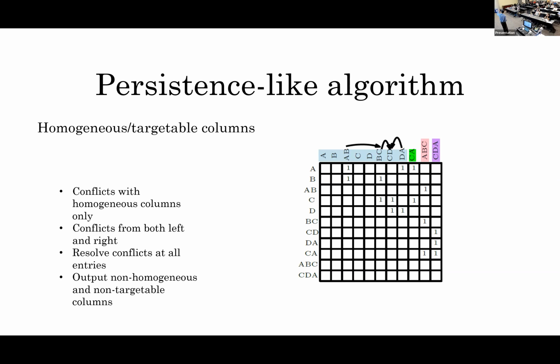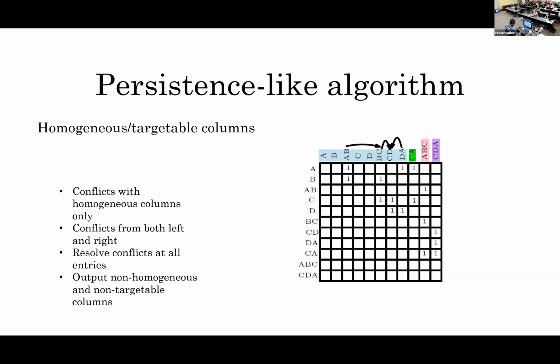And the fourth difference is how you output, when you are done with the reduction, a connection matrix from this matrix. You only output all those columns which are non-homogeneous and non-targetable. And that's it. That is guaranteed to be a connection matrix. I'm not going through the proof. The proof is really quite nice and beautiful. It's in the paper. But all these things, the magic works.